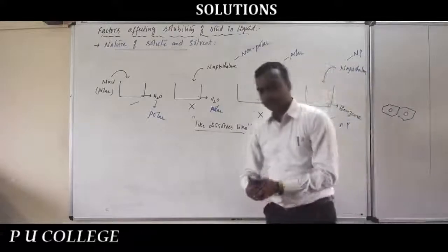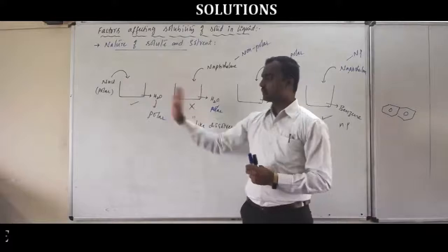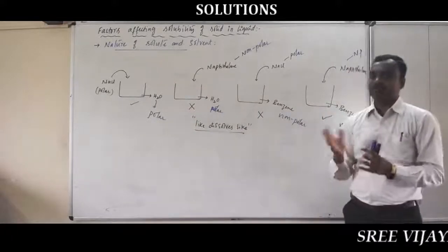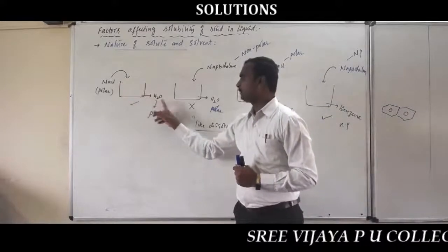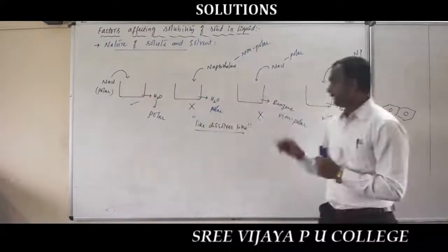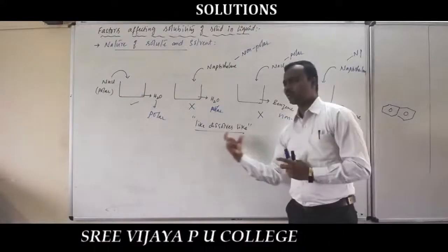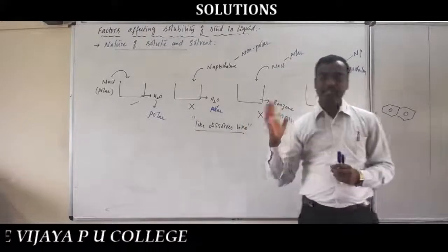Here a one-mark question can be asked: NaCl is easily soluble in water but not in benzene, give reason. You can say NaCl is polar, therefore it is soluble in a polar solvent like water. But benzene is non-polar. According to our concept, like dissolves like: a polar solute dissolves in a polar solvent, and a non-polar solute dissolves in a non-polar solvent.